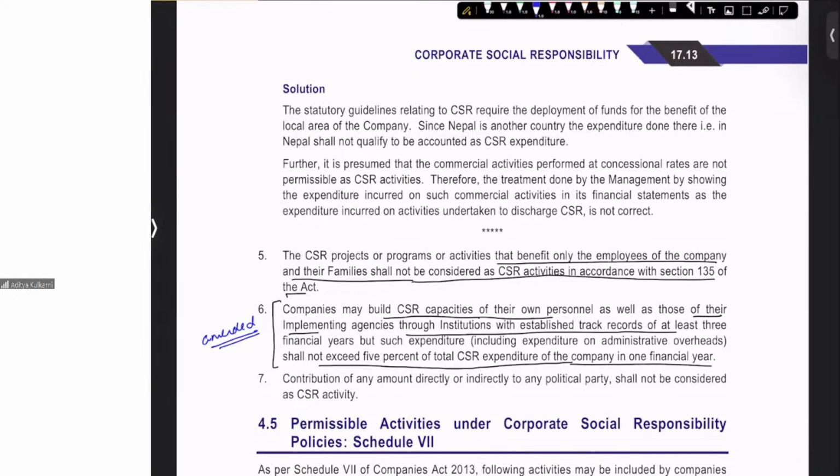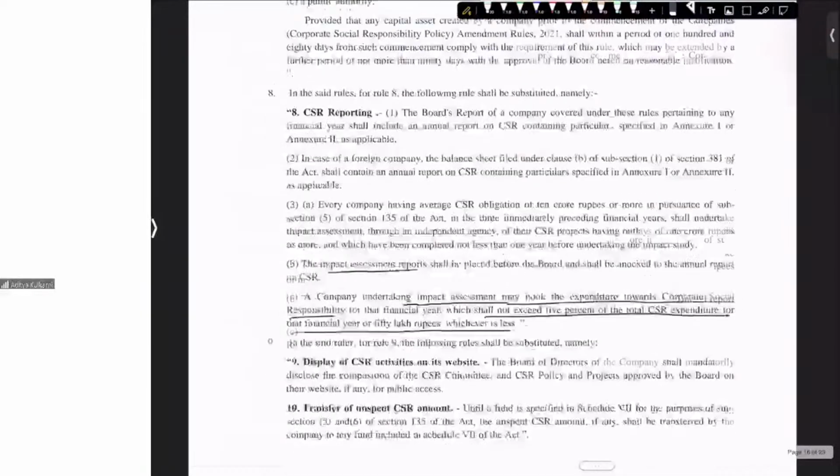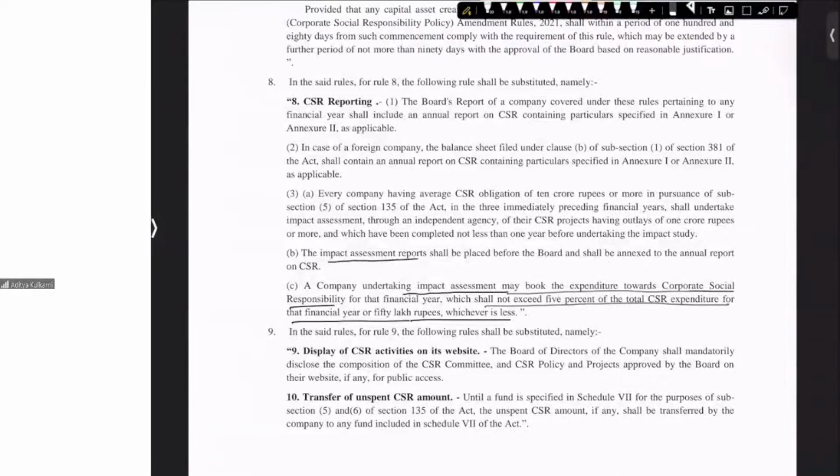And what does the amendment tell us? 5% will be substituted by 2%. Whichever is less will be substituted by whichever is higher. So 5% will become 2%, and whichever is less will become whichever is higher. So impact assessment is restricted to 2% or 50 lakh rupees, whichever is higher.